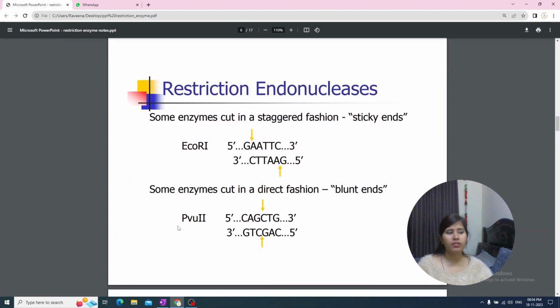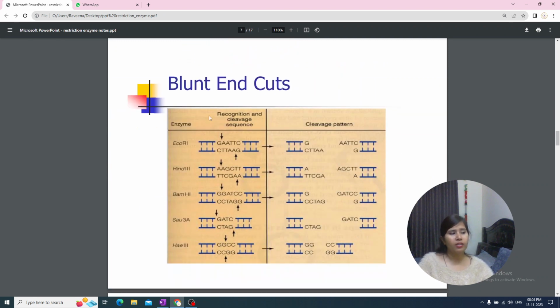But when we talk about the site of PvuII, there is a palindromic site, CAGCTG, and there is a restriction site between G and C, which always produces blunt ends, which are not preferred in biotechnology. Now, what are blunt ends? Here you can see this is a chart about the different kinds of restriction endonucleases, which produce different kinds of ends. Cleavage patterns are shown here.